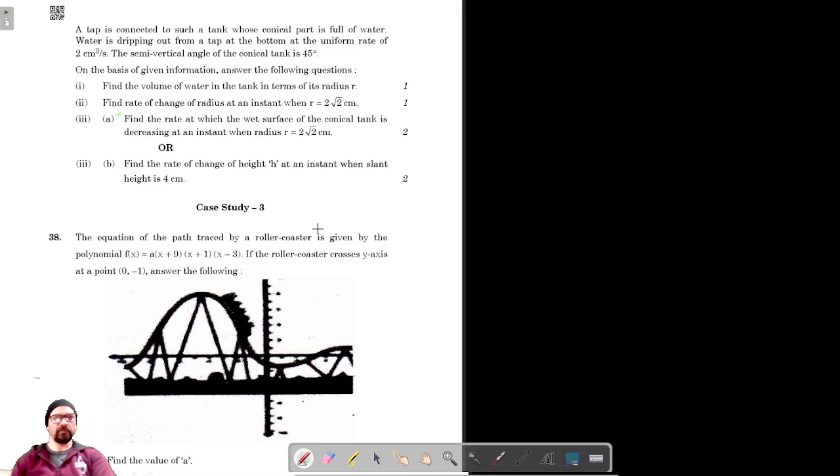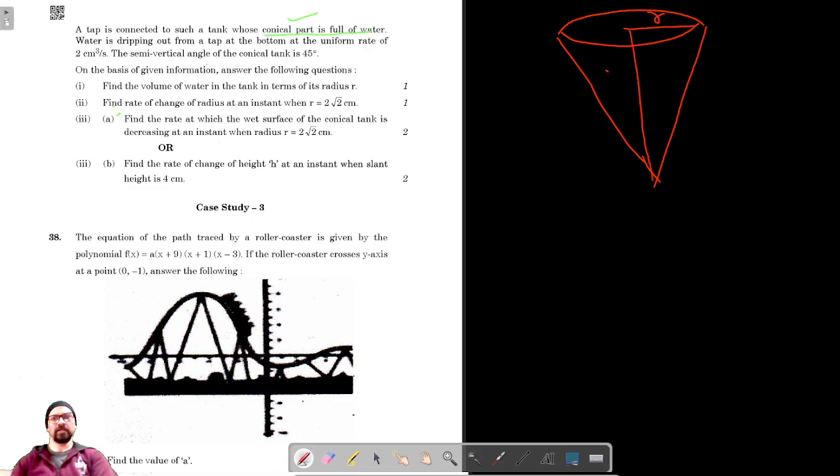Now it's given that a tap is connected to such a tank whose conical part is full of water. So the water is only in the conical part. Let's say this is the conical part of the tank. Let R, small r, be the radius, h the height, and L the slant height.